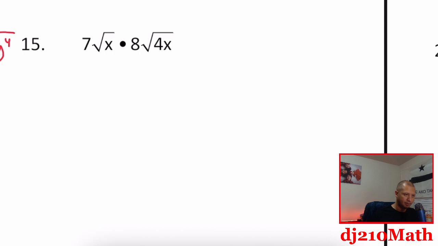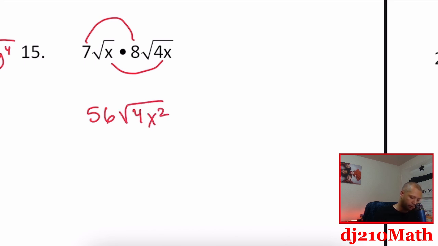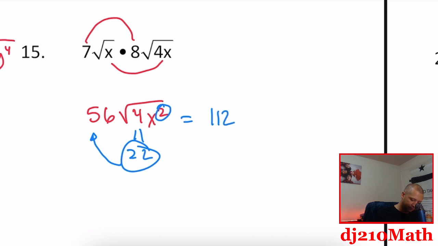Okay. Here we have outside times outside. So 7 times 8 is 56. Inside times inside. This is going to be root 4 x squared. Okay. 2 and 2. That's going to come out as a single 2. And then x squared. This is going to come out as a single x. So final answer, right? 2 times 56 is going to be 112. And then x squared is just x.